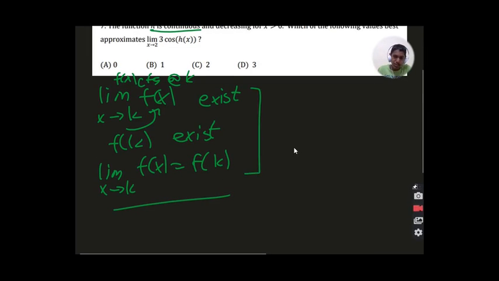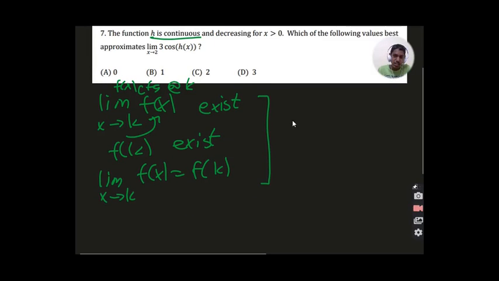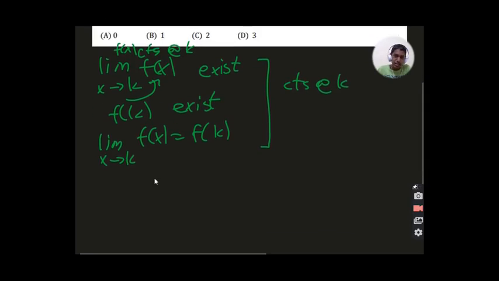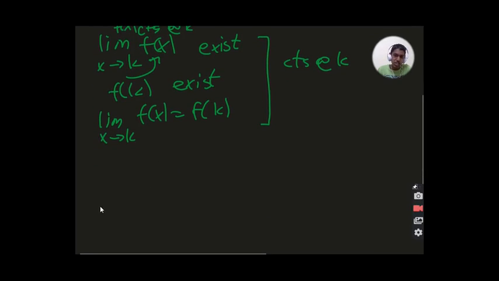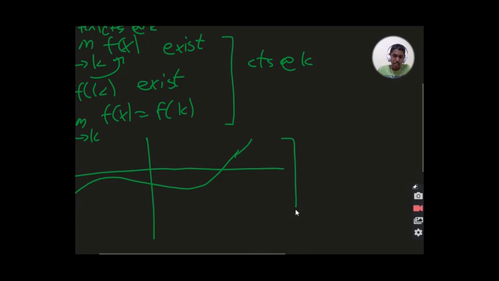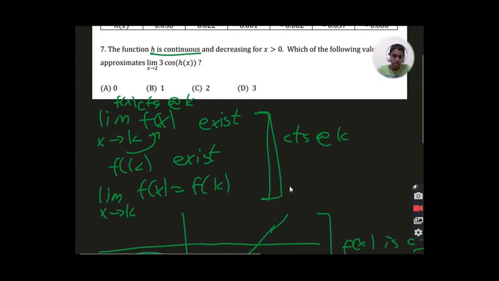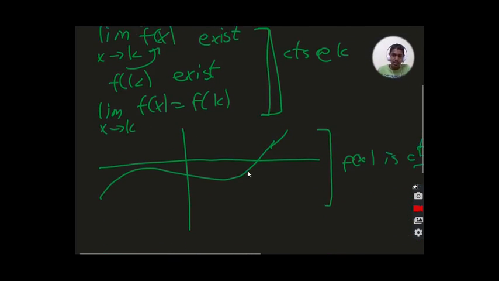So if a function meets all these three conditions at a certain point k, then f is considered continuous at k, and if f meets these conditions for all x, like a polynomial, then we can say that the function f is just continuous in general. So what this implies is that it follows these three conditions for any value of k that you want.